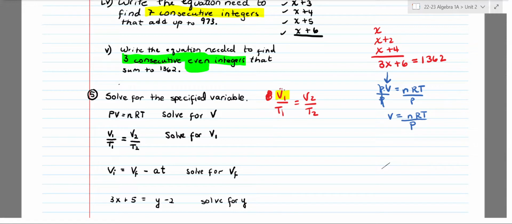Well, that means that V1 has to stay, right? And the one that we need to get rid of is T1. And since we're dividing by T1, what we need to do is multiply by T1. And what we do on the left, we also have to do on the right. All right, so the T1s cancel, and we're left with V1 equals V2 T1 over T2. Now the T's don't cancel because they're different T's. One is T1 and the other one is T2. And that is how you would solve for V1.